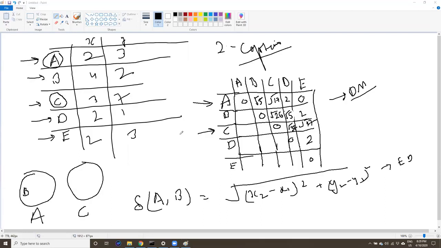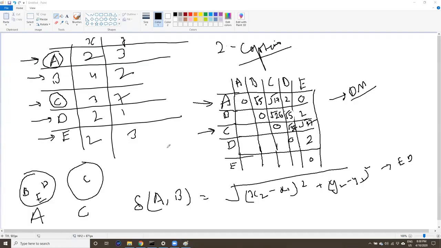Is D far away from A or is it more far away from C? Let's go with D. Is D nearer to A or nearer to C? D is again nearer to A. Okay. What about E? This is the same, right? Now, if you see, C contains only one element, but A contains B, D, and E.